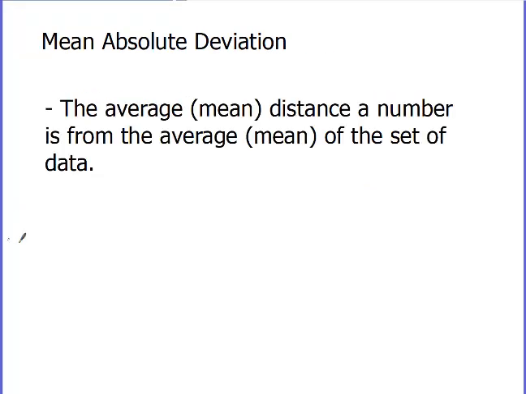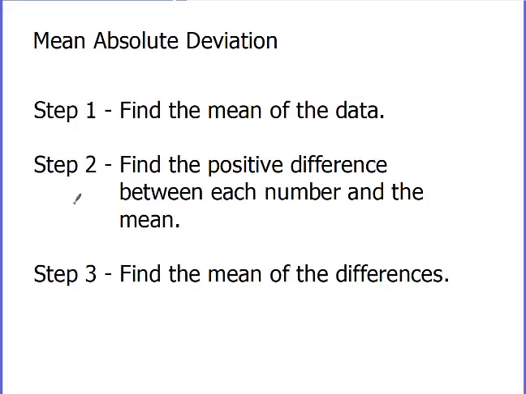So let's talk about mean absolute deviation. Mean absolute deviation is nothing but the average, or the mean distance a number is from the average of the set of data. Now we know for this mean absolute deviation there's really 3 steps that we follow in order to find it. The first step is what I had you do in that problem just a few moments ago, was find the mean of the data. So to do that, you take each data point, you add them all together, and you divide by how many there are. In that last data set, there were 10 numbers, so we're going to divide by 10.